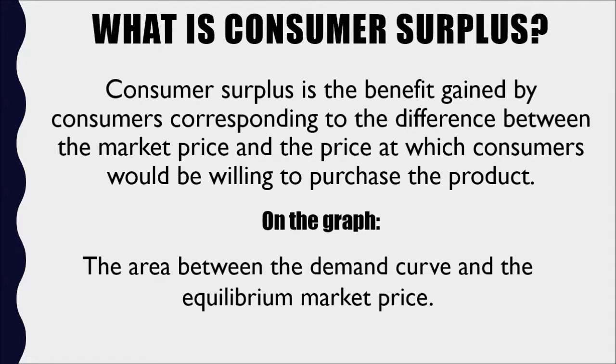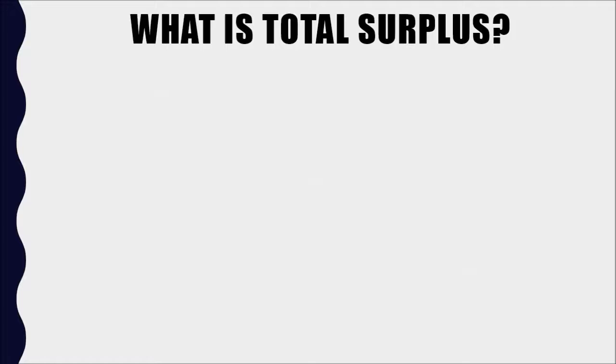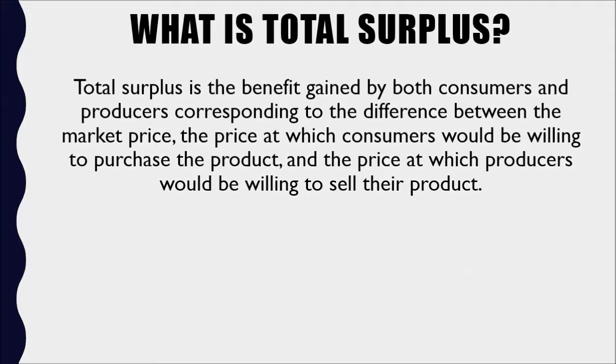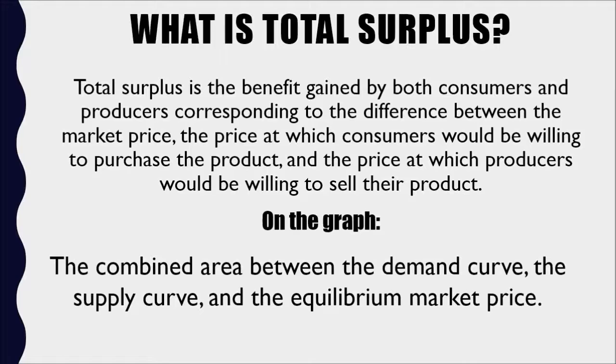As for the total surplus, it is the benefit gained by both consumers and producers corresponding to the difference between the market price, the price at which consumers would be willing to purchase the product, and the price at which producers would be willing to sell their product. In terms of graphical presentation, the total surplus is the combined area between the demand curve, the supply curve, and the equilibrium market price.